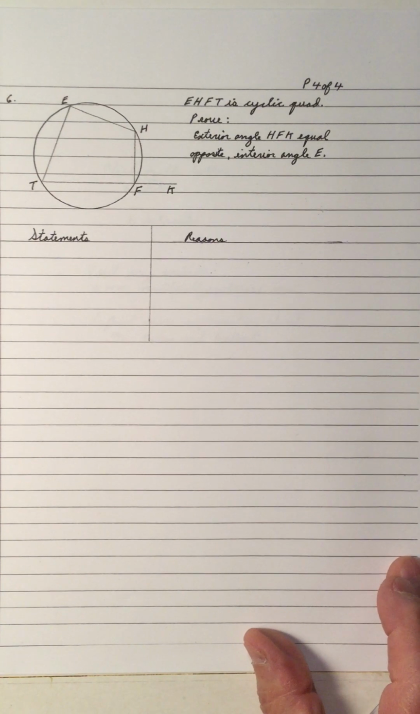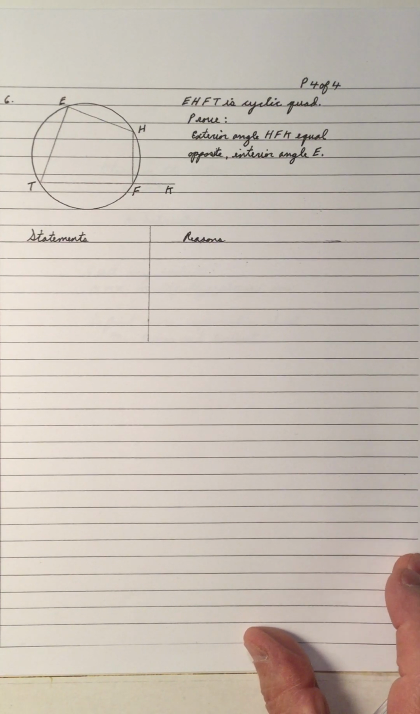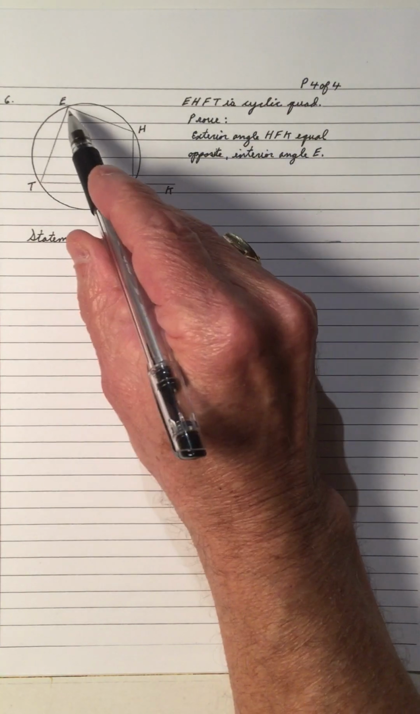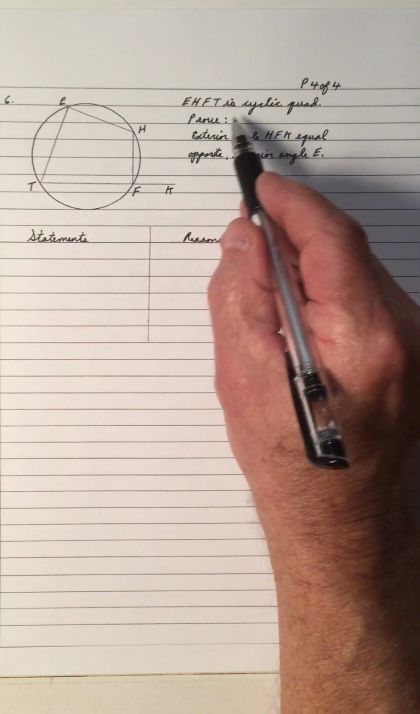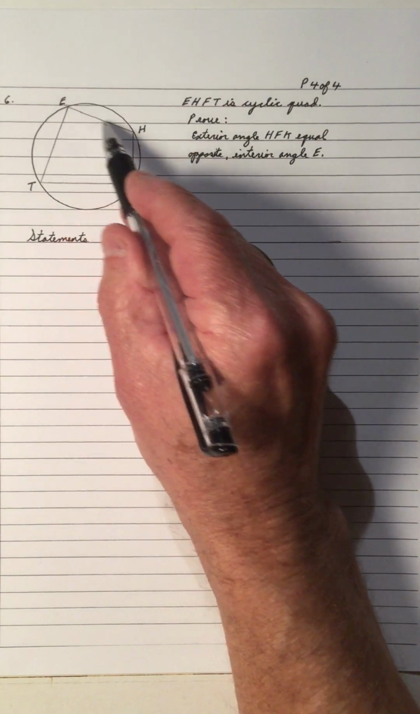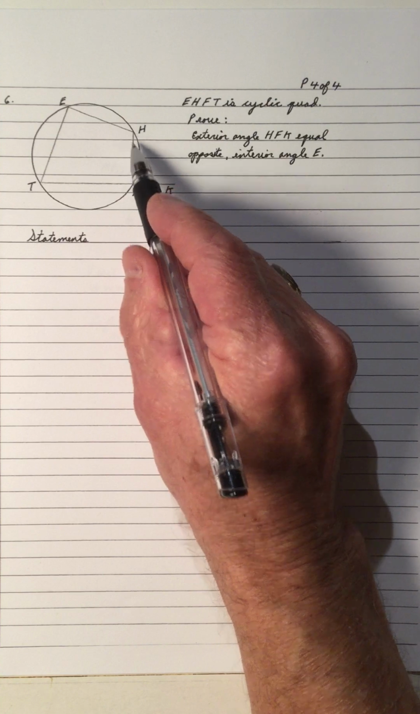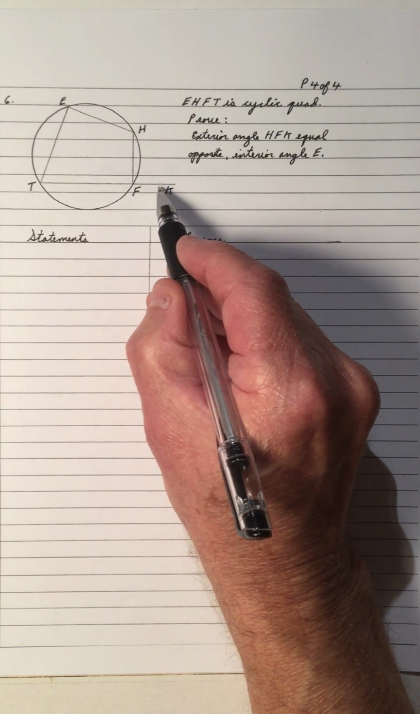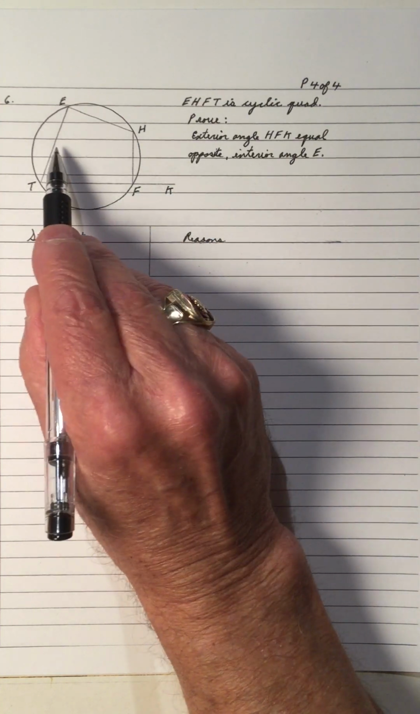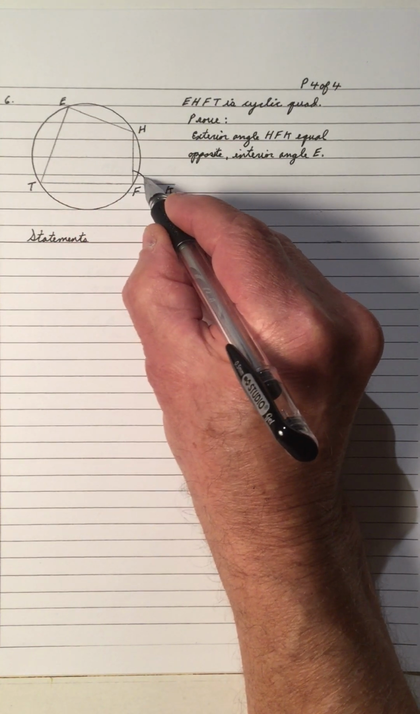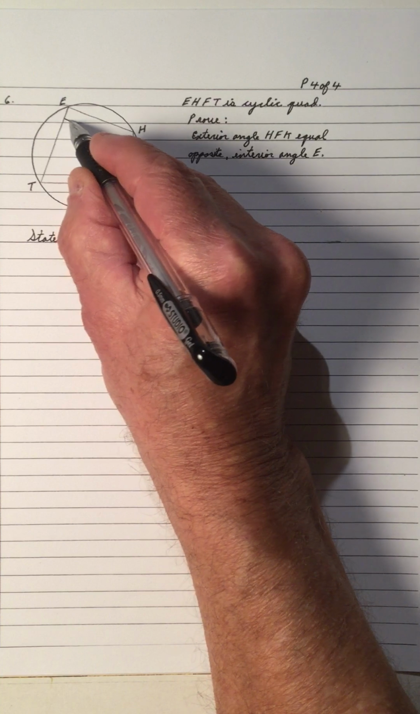And we have one final question in this video. EHFT is a cyclic quad, the points lie on the circle. Prove that the exterior angle HFK is equal to the opposite interior angle E. So this angle here, we're going to prove is equal to this one.